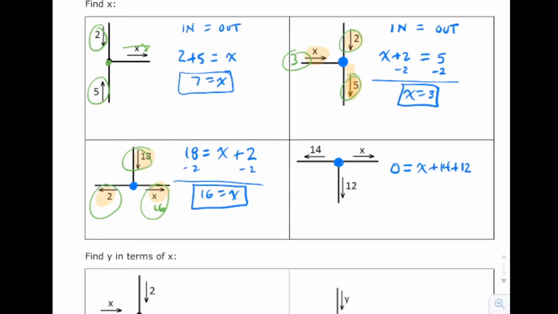So what's my equation look like? Well, if I combine my like terms over here, 14 and 12 makes it 26. And then I should subtract 26 on both sides to get the x all by its onesies. Remember, keep the equation's sides separate. And so 0 take away 26 is negative 26. And so x has to be negative 26.